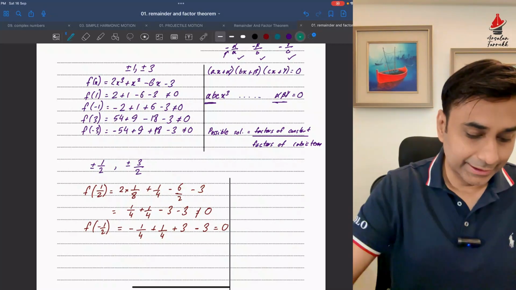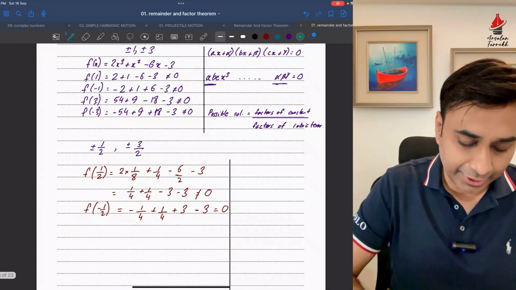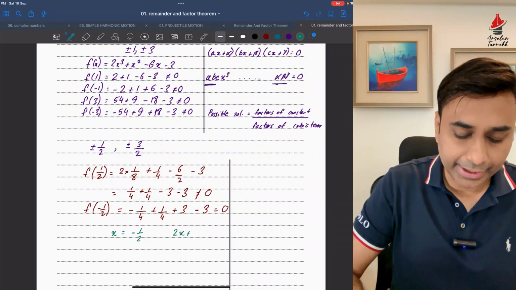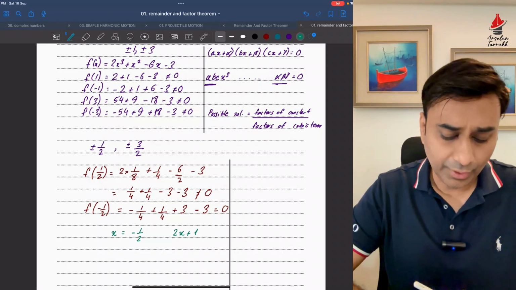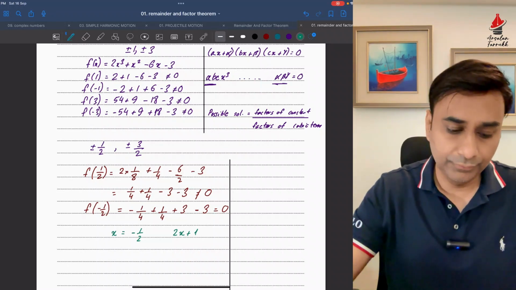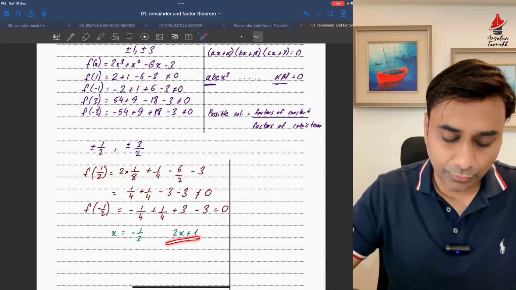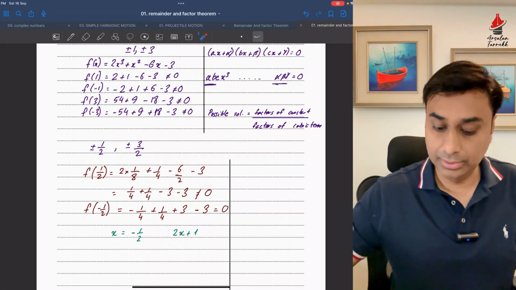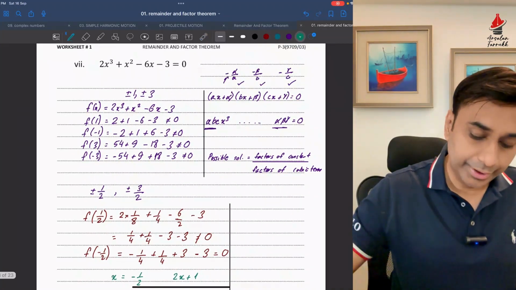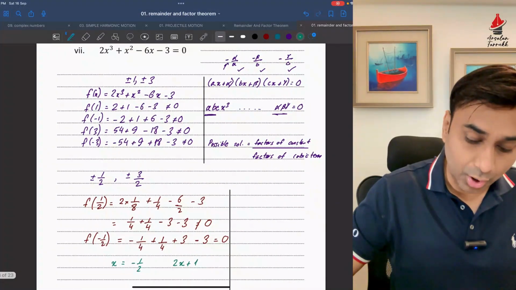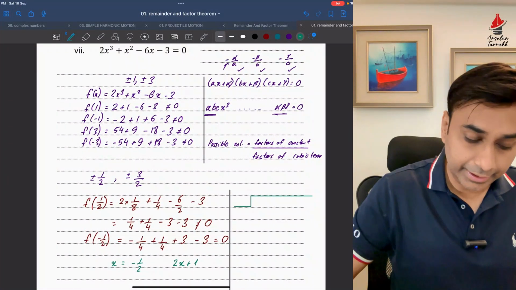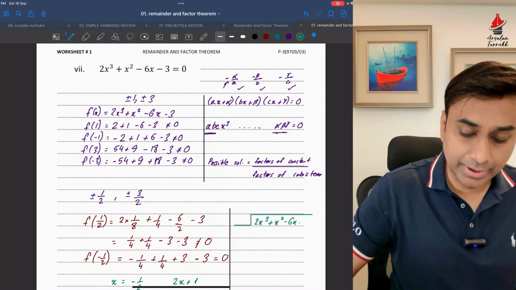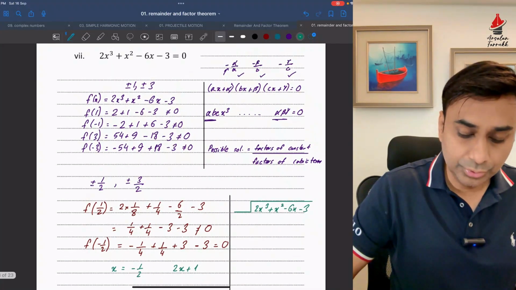So guys, at this particular point, I realize that the value of x is equal to negative half, and the factor is going to be 2x plus 1 after rearranging it. For this kind of situation, I have already told you it's not very advisable to go for synthetic division, because with a coefficient of x, there are more complications attached. So what we're going to do over here is a process of long division, and we are going to divide the polynomial 2x cubed plus x square minus 6x minus 3 by 2x plus 1.